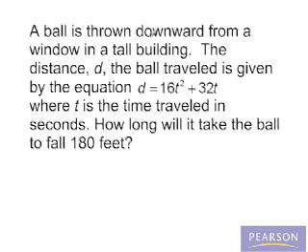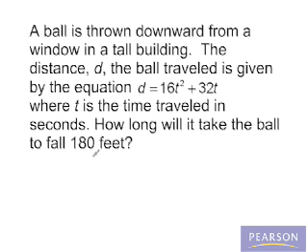A ball is thrown downward from a window in a tall building. The distance, d, the ball traveled is given by the equation d equals 16t squared plus 32t, where t is the time traveled in seconds. How long will it take the ball to fall 180 feet?